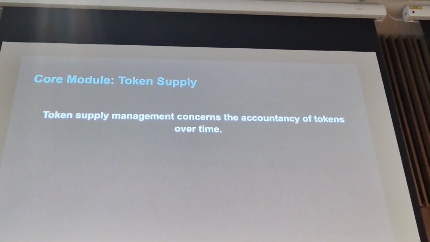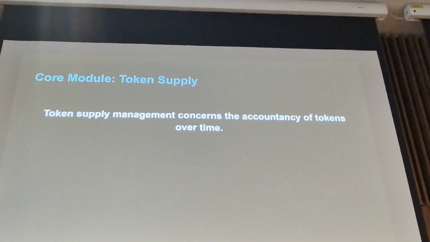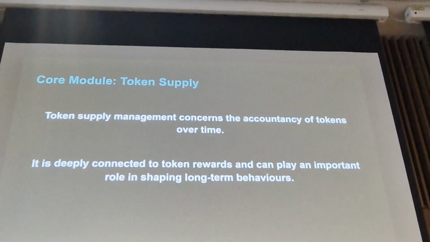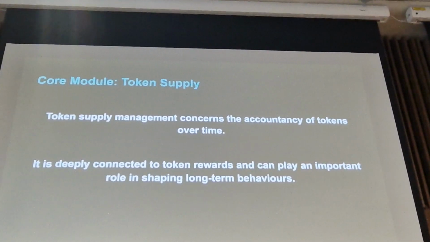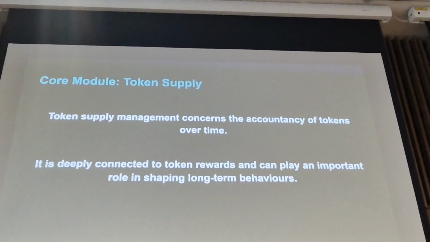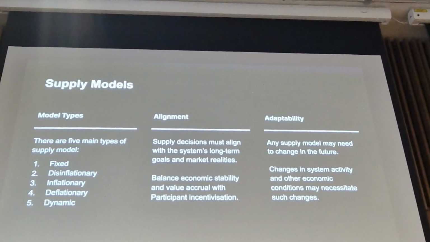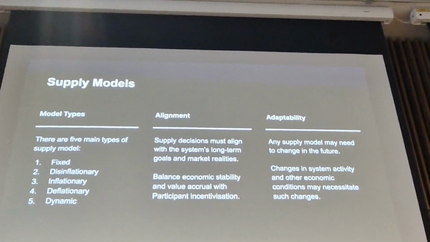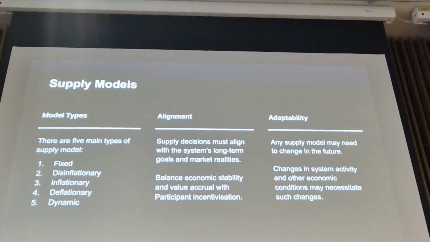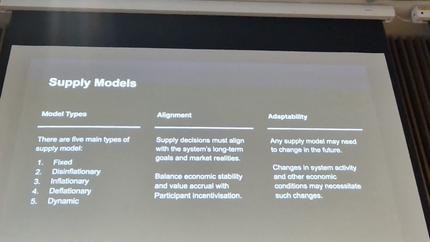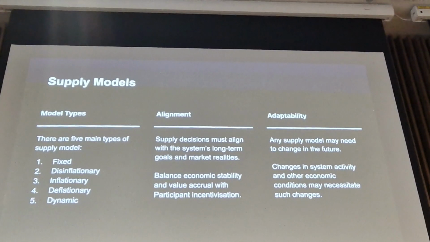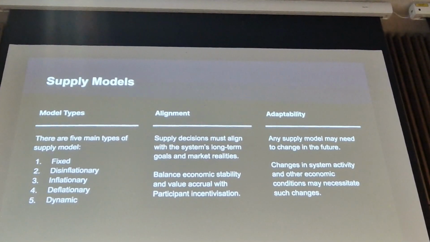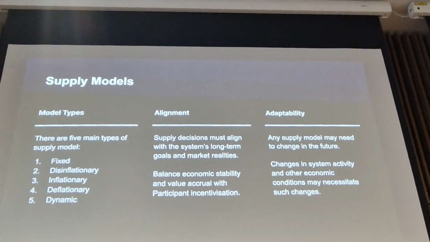So the next module here is token supply. So token supply management just refers to the accountancy of tokens over time, and it's deeply connected to token rewards and can play an important role in shaping long-term behaviors for a system. There's 5 primary types of supply model. So the first is fixed, so a token is issued and the supply is fixed over time. The second would be disinflationary, so Bitcoin is the best example of this, where tokens are issued over time but the rate of issuance is decreasing.